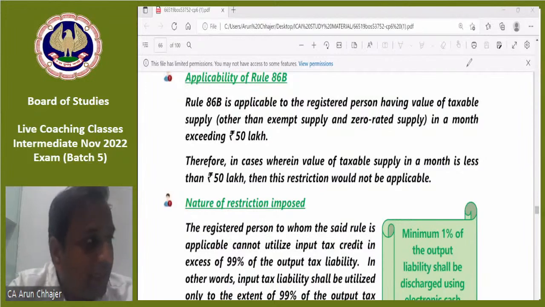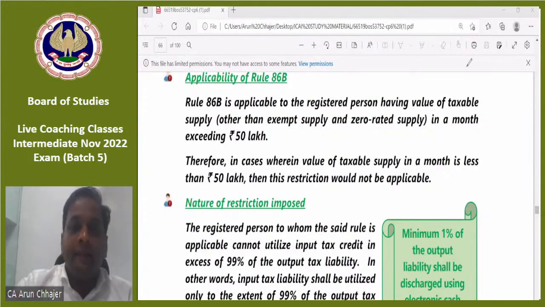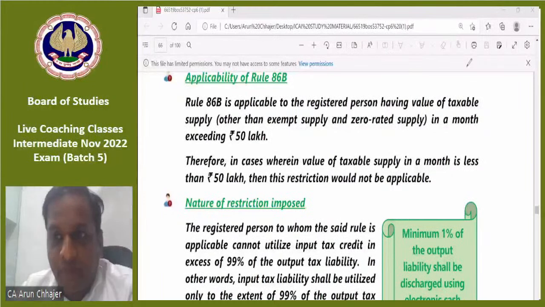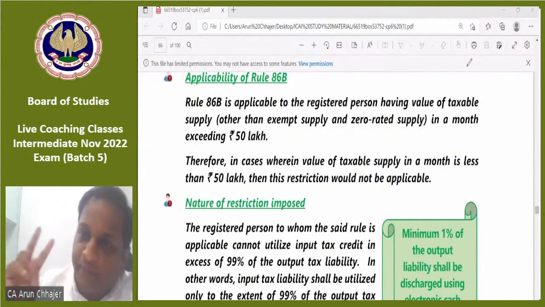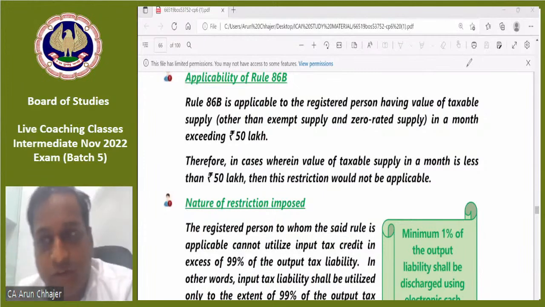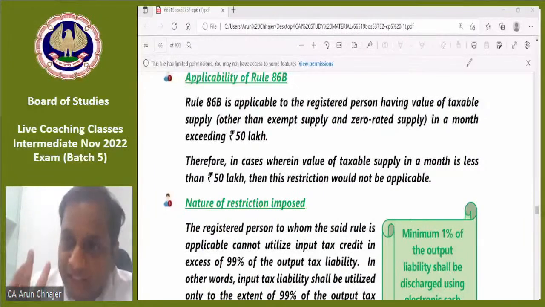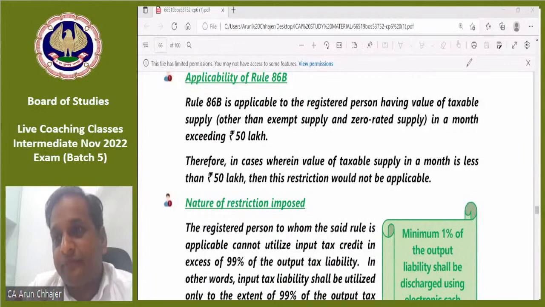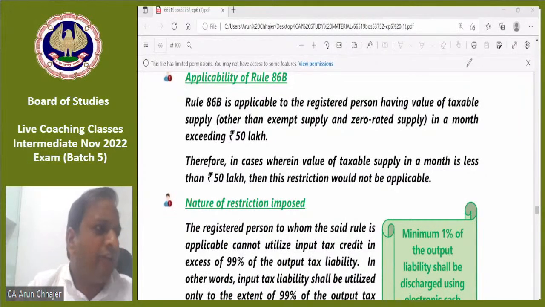Is it clear or not? Kindly confirm. Sushil Kumar asked about zero rated supplies. The meaning of zero rated supplies has been given in Section 16, subsection 1 of the IGST Act. It is not in your syllabus. The export, etc. is not in your syllabus.